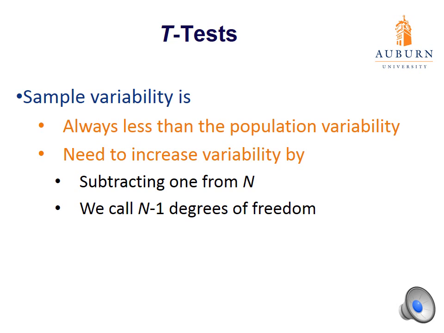So always remember that the sample variability is always less than the population variability. And so if I want to estimate from my sample and infer back to that population, then I need to increase the variability. And I'm going to do that by subtracting 1 from n, or from the number of observations in my sample. So we call n minus 1 the degrees of freedom.